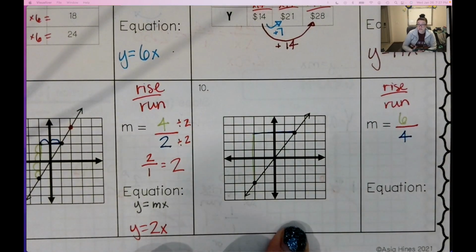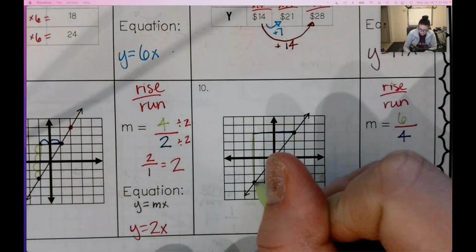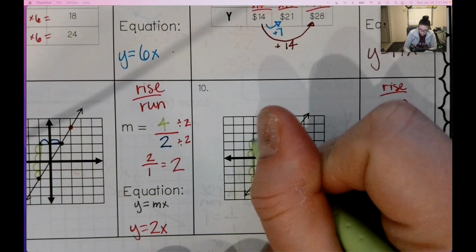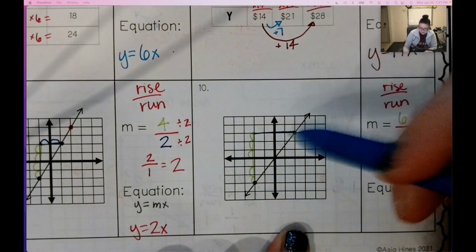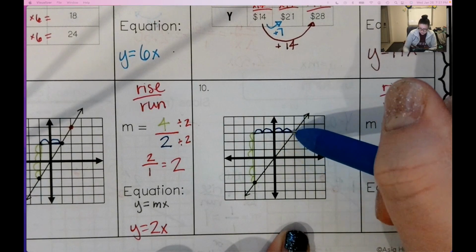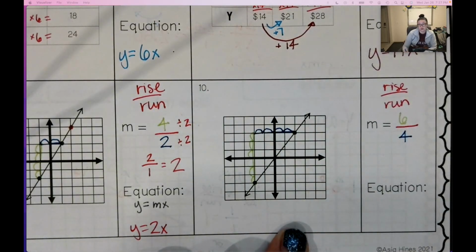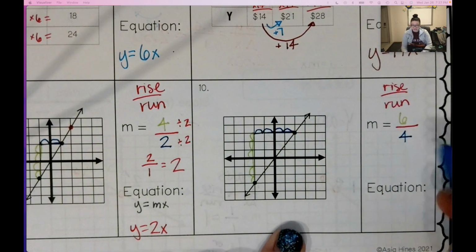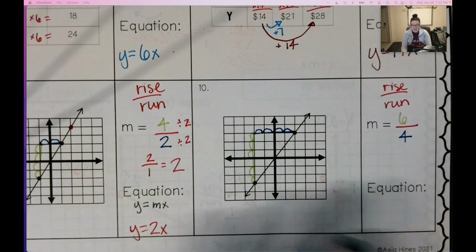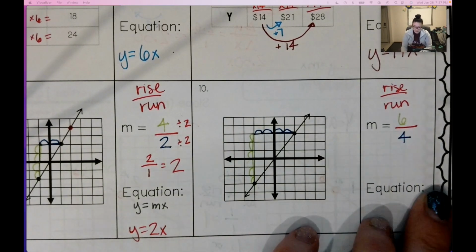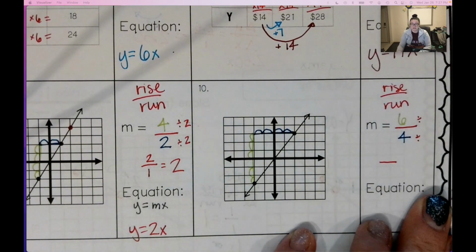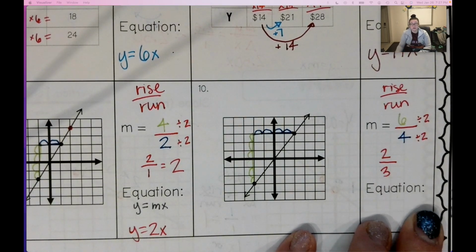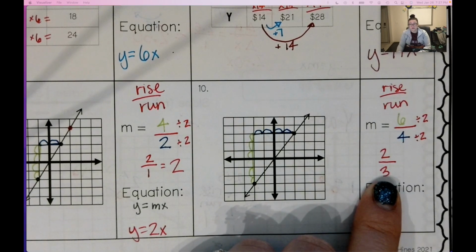Hopefully you saw that the slope was 6/4. I went up 1, 2, 3, 4, 5, 6. My rise was 6 because I went up 6, and then I ran 1, 2, 3, 4. My run was 4. If you did not yet simplify 6/4, I can simplify that fraction. Think what number divides into 6 and 4 evenly so that you can simplify that fraction. Try it on your own. They both divide by 2, so your slope here is 2/3.